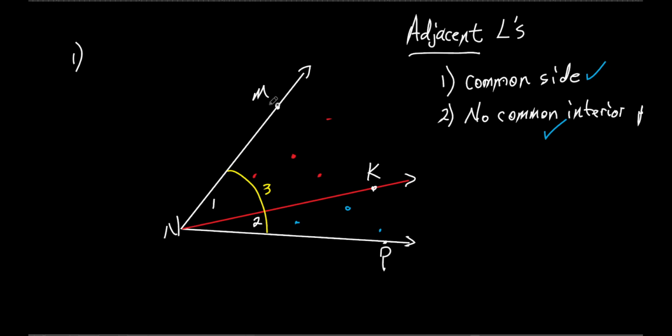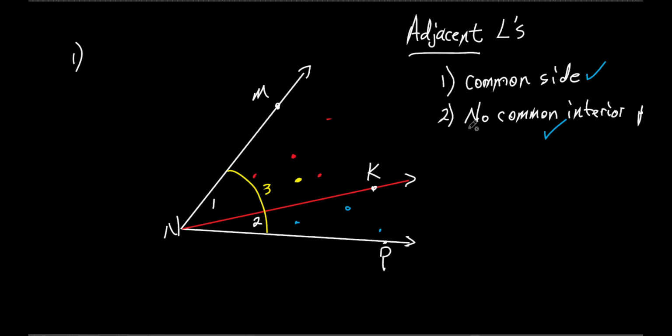NM, right. This one right here is definitely in common with 1 and 3. But look at this one. Does it have any common interior points? So if I put a point here, that's in angle 3, right? MNP. But it's also where else? In angle 1. So it does have a common interior point, doesn't it?